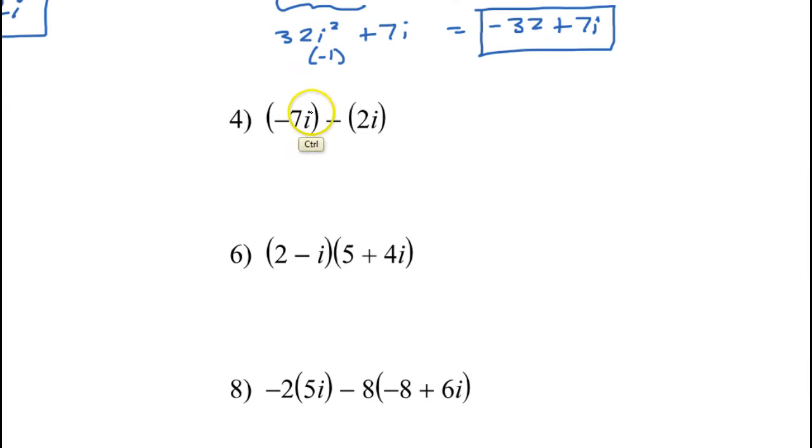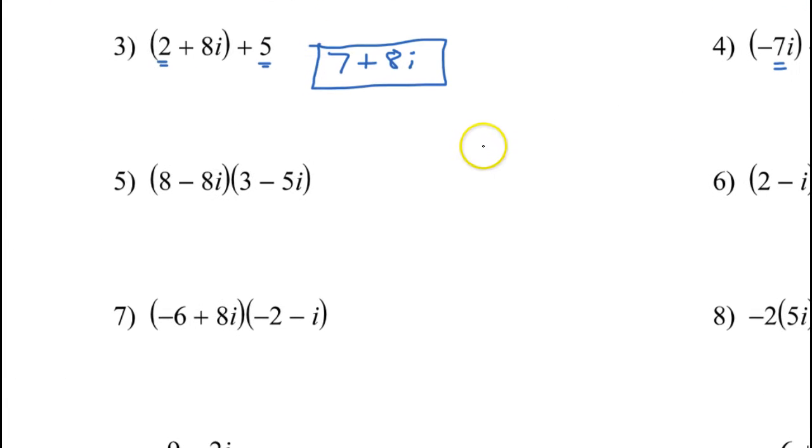Looking at number 4. These are really like terms. Again, the parentheses aren't really doing anything. I have -7i and I have -2i. Together they make -9i. So that's going to be the answer to number 4. Alright, what about number 5?